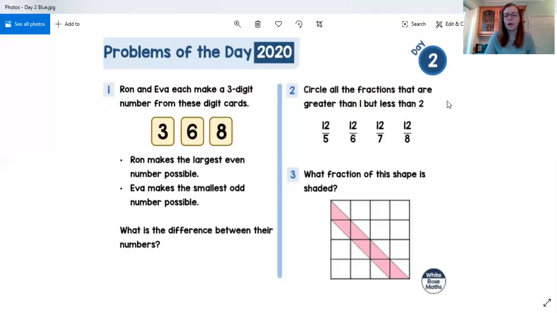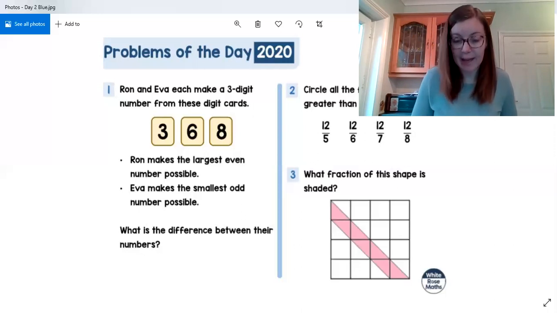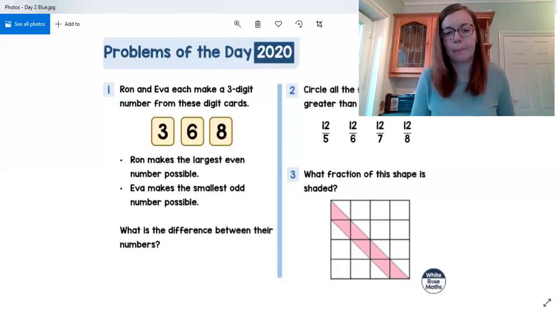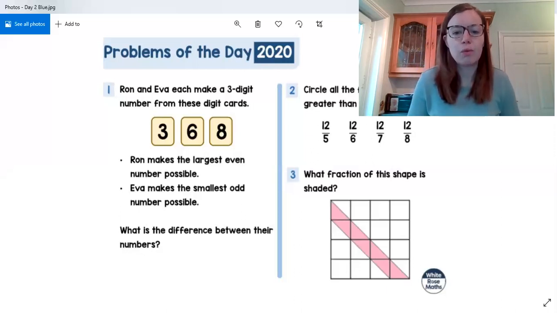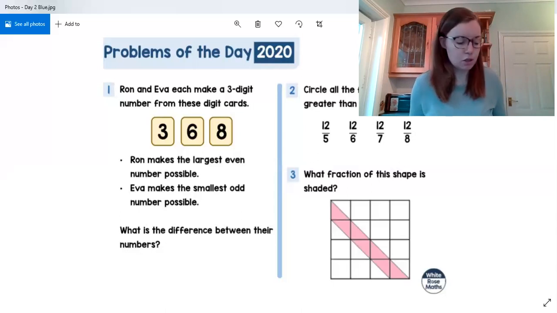Okay, so this time we are looking at fractions. We're looking at fractions that are greater than 1. So lucky old me, I'm going to start talking about pizza again. And I am filming this just before lunch, so it is making me quite hungry. Okay, we have to circle all the fractions that are greater than 1, but less than 2. So meaning bigger than 1, less than 2.